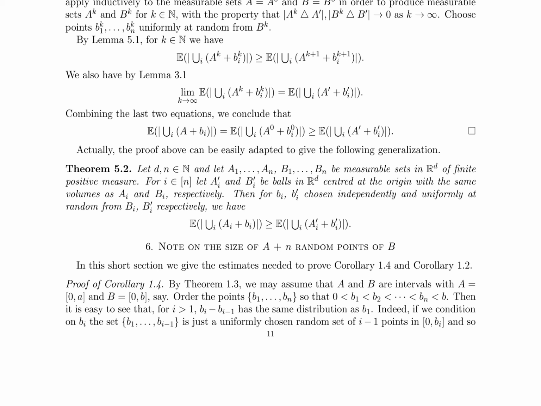The theorem is generalized to theorem 5.2, stating that for measurable sets A1, ..., An, B1, ..., Bn in Rho of finite positive measure, and for bi, B chosen independently and uniformly at random from Bi, B respectively, we have E, union over i, of Ai plus bi, is greater than or equal to E, union over i, of A plus B. Estimates are provided to prove corollary 1.4 and corollary 1.2, showing that for A and B as intervals, the points b1, ..., bn can be ordered such that bi1 has the same distribution as B1.